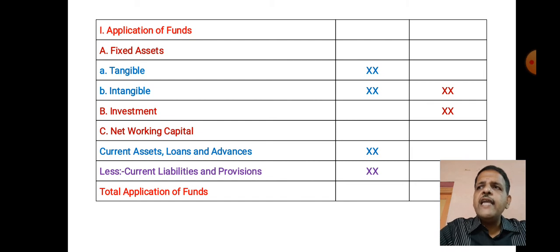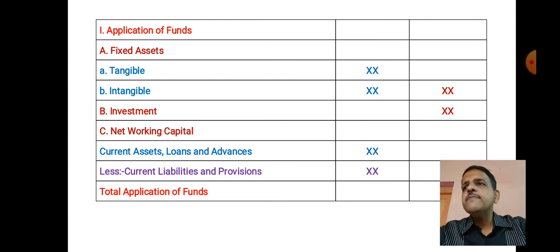When we say non-quick liability, which are they? Bank overdraft or income received in advance, these are non-quick liabilities. When we say provisions, they include provision for tax or unclaimed dividend, which also appears there. So these are all the items from current liabilities and provisions.